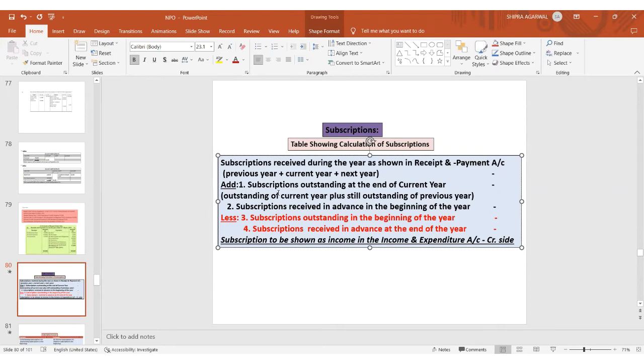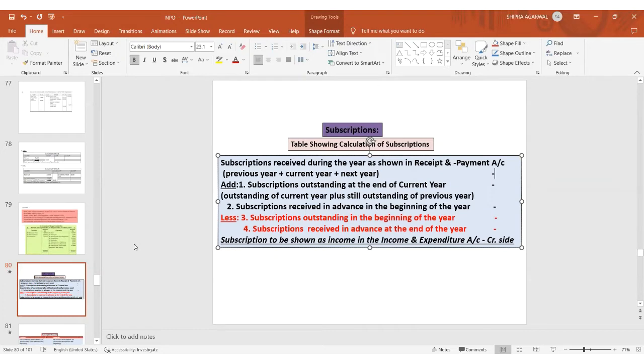To this, you will add the subscriptions outstanding at the end of the current year. When I'm saying it is at the end of the current year, that means it is outstanding subscriptions of the current year plus still outstanding subscription of the previous year. That means whatever you have not received, due but not received.